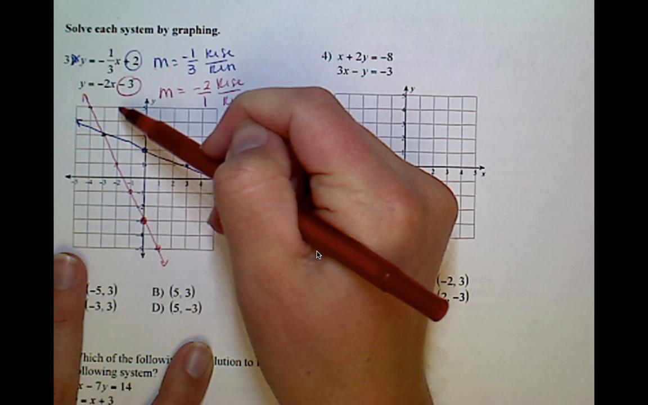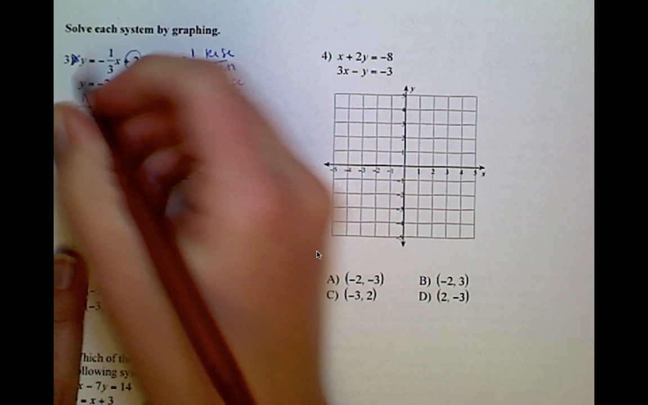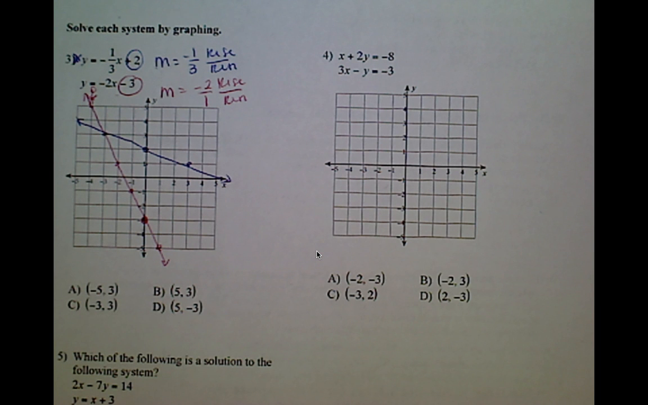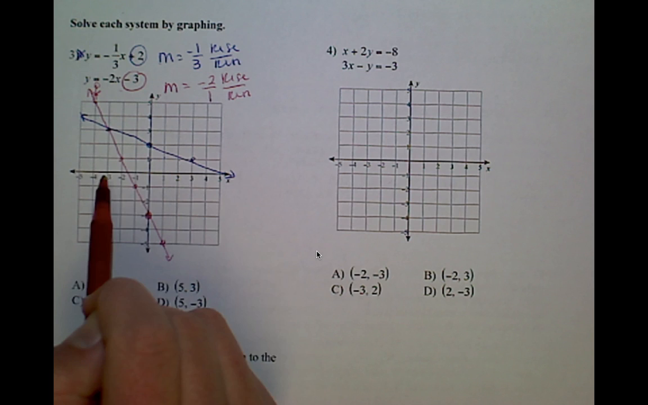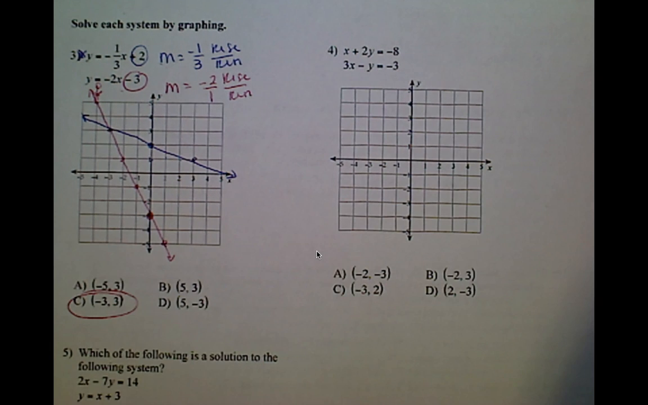Same thing, negative slope, that line's decreasing, okay? If I was to draw a little guy right there, he'd be falling down that ski slope. He wouldn't be going up. It's a decreasing line. They intersect at the coordinate negative 3, positive 3, which is answer choice C.